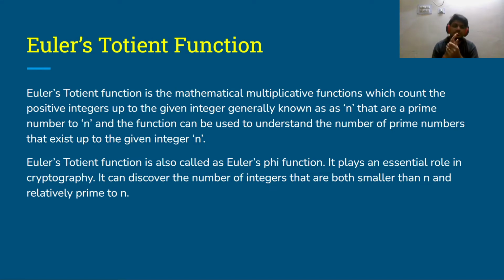Next, we are going to see about Euler's totient function. Euler's totient function is the mathematical multiplicative function which counts the positive integers up to a given integer, generally known as n, that are relatively prime to n, and the function can be used to represent the number of integers that exist up to the given integer n. Euler's totient function is also called Euler's phi function. It plays an essential role in cryptography. It can discover the number of integers that are both smaller than n and relatively prime to n.